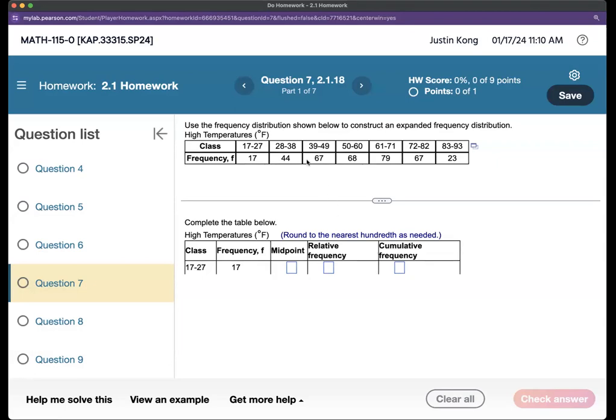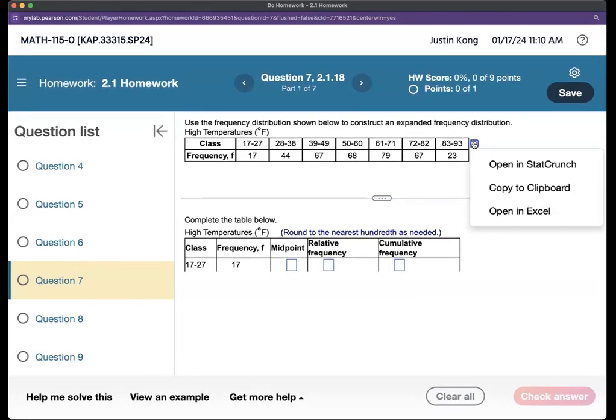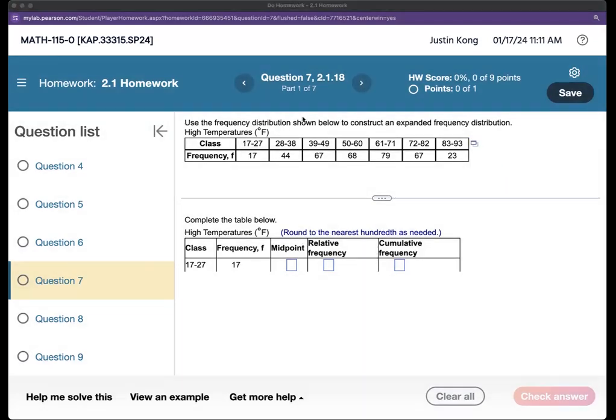Oh, okay. So let's look at this. See if this changes anything if we open it up. Okay, it's not working for me. All right.